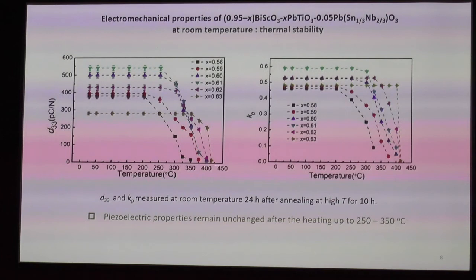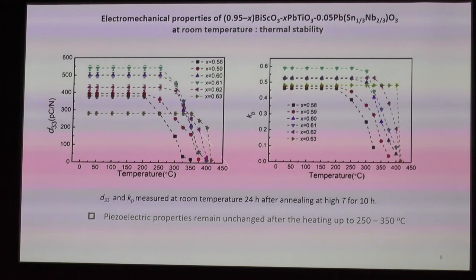Thus, here, the dependence of piezoelectric properties on the temperature at which the material was heated is shown. The material was heated up to these temperatures, then cooled down, and properties are measured. And we can see that it is quite stable up to 250-350 Celsius. We observe no change of properties. Thus, this is a good material for applications. For some materials, the properties change at lower temperatures. This is because of the morphotropic phase boundary.